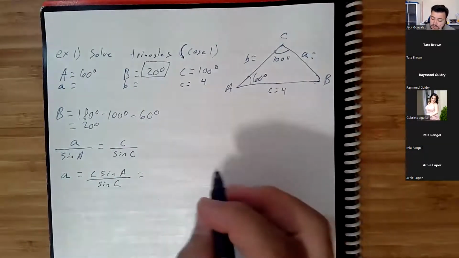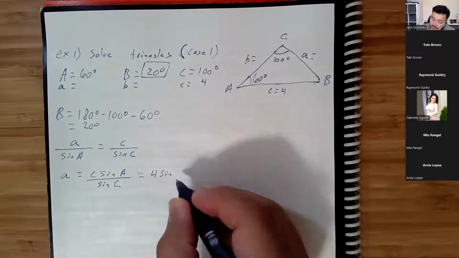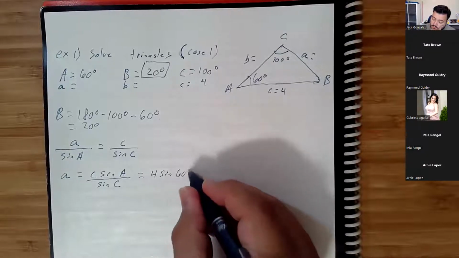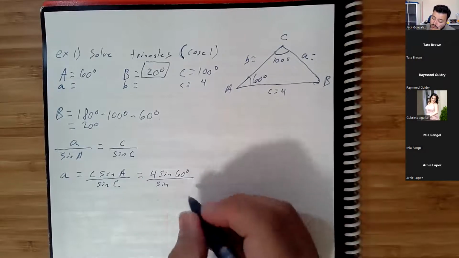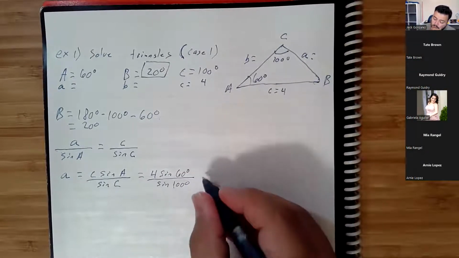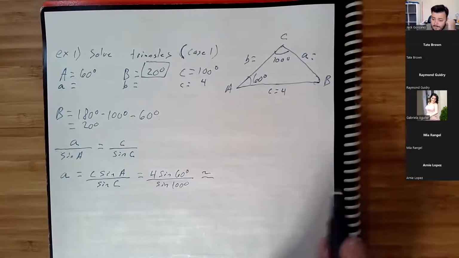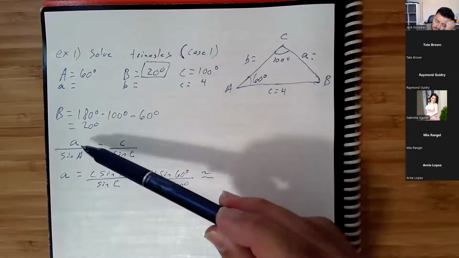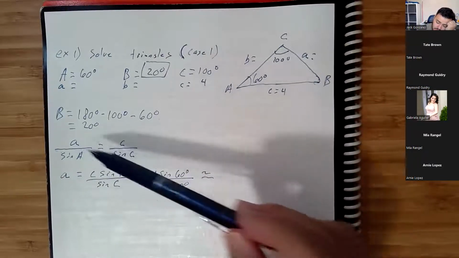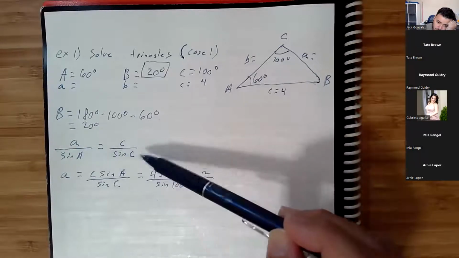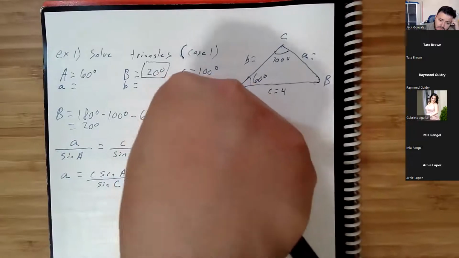I'm going to use my calculator though. So 4 sine of A over sine of 100. So that will be little a. Any questions on this algebra step that I skipped here? Any question on why we set it up this way? Because you're going to decide this on your own in the middle.